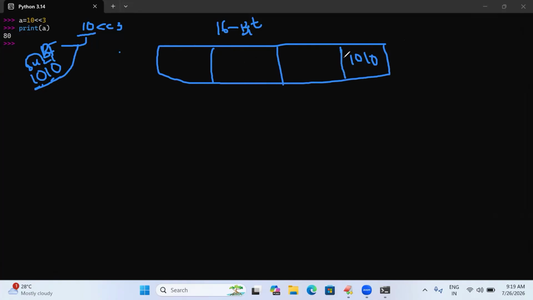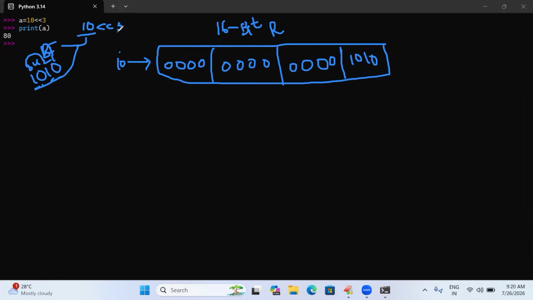So we have considered the value of 10, right? The remaining are all zeros, right? So 0, 0, 0, 0, like this. If I consider here also 0, 0, 0, 0, and the same here, 0, 0, 0, 0. So this is the 16-bit register for this 10 value. So the binary value of 10 is represented in the 16-bit register.